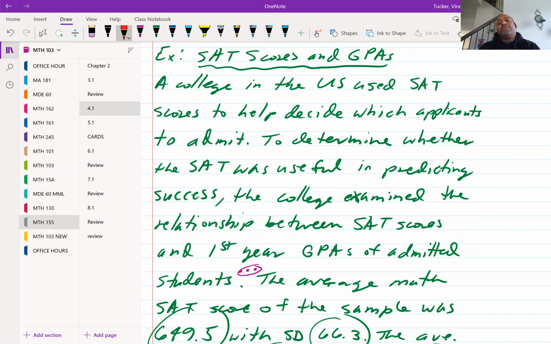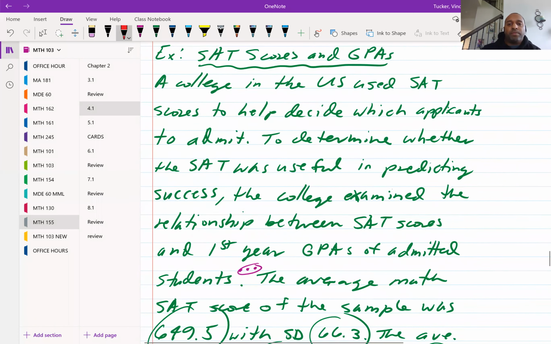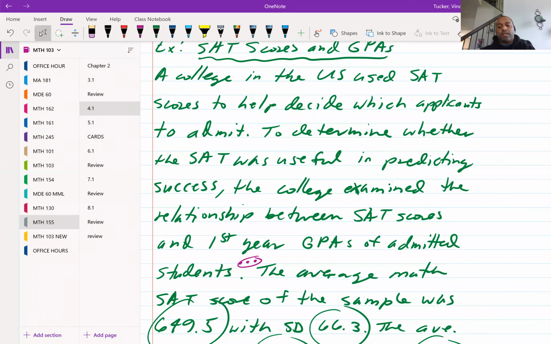So a college in the US used SAT scores to help decide which applicants to admit. To determine whether the SAT was useful in predicting success, the college examined the relationship between SAT scores and first-year GPAs of admitted students. The average math SAT score of the sample was 649.5, with standard deviation 66.3. So I'll pause right there, let you guys get caught up.